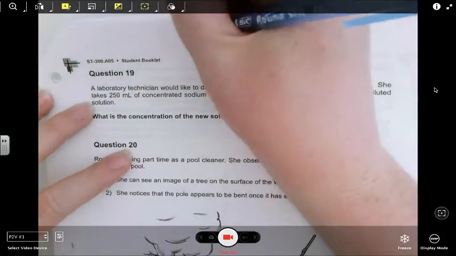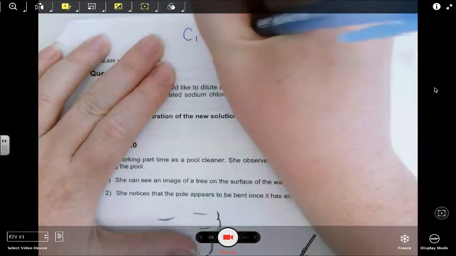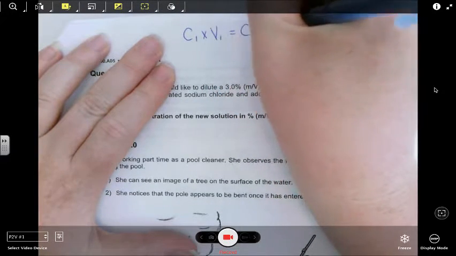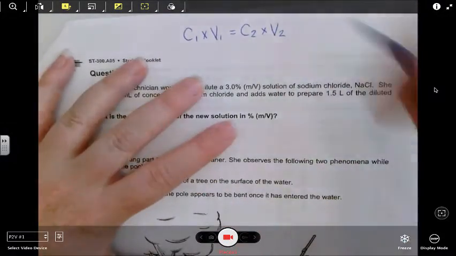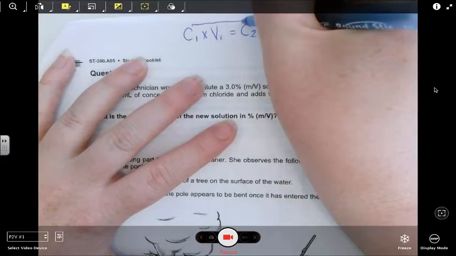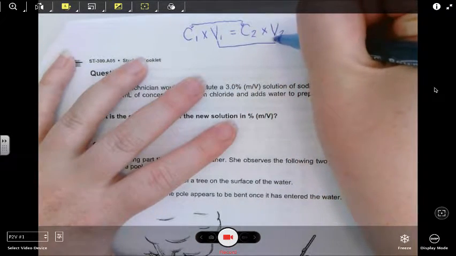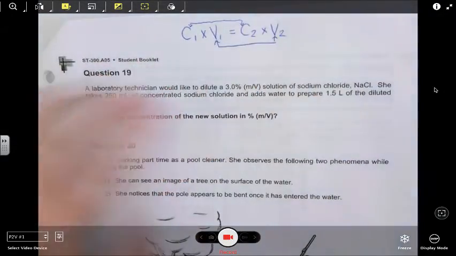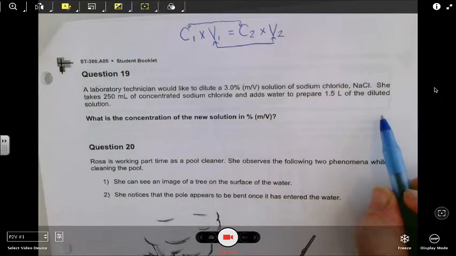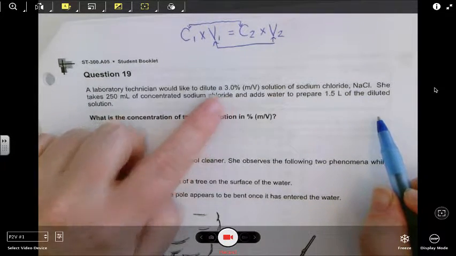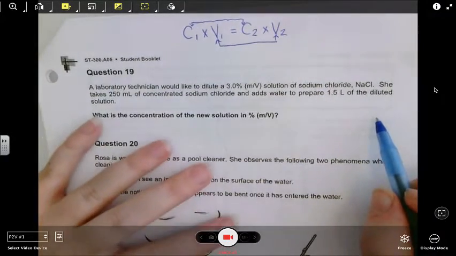So the formula for dilution is concentration 1 times volume 1 equals concentration 2 times volume 2. And what we said was that the two concentrations have to be in the same unit and the two volumes have to be in the same unit. Other than that, it doesn't really matter. So the fact that this is in a percent, please don't let that freak you out, because you don't have to put it into grams per liter. So you can just use this 3%.